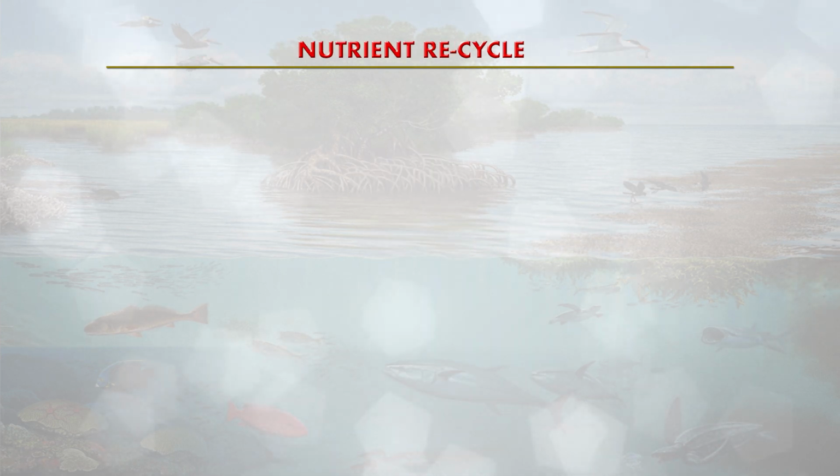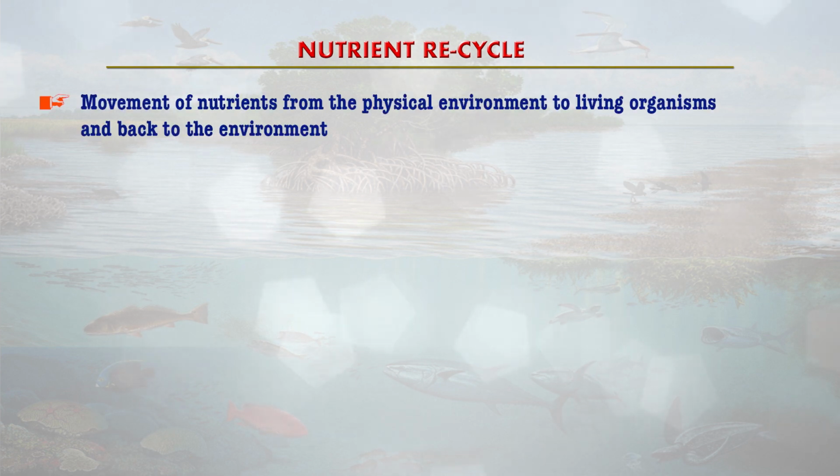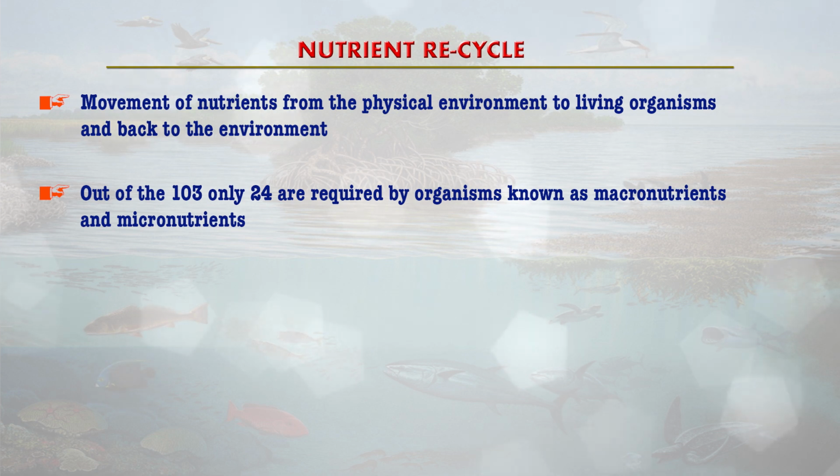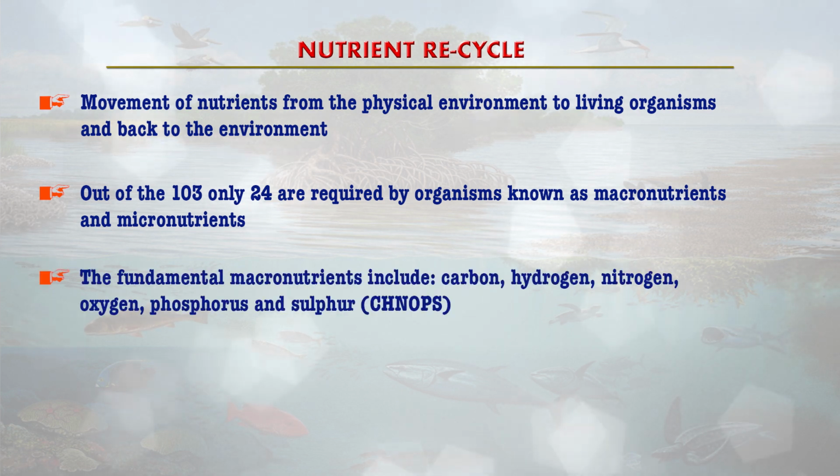So what is nutrient recycling? Movement of nutrients from the physical environment to living organisms and back to the environment. As I said, it is a cyclic process. Out of the 103 elements, only 24 are required by organisms, known as macronutrients and micronutrients. The fundamental macronutrients include carbon, hydrogen, nitrogen, oxygen, phosphorus and sulfur, and we abbreviate these as CHNOPS. Besides that, of course, water being central is also there.